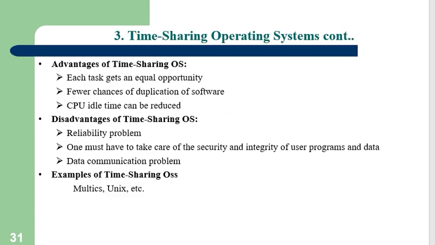Time sharing operating systems. The advantages of a time sharing OS are that each task gets an equal opportunity, there are fewer chances of duplication of software, and CPU idle time can be reduced. The disadvantages include reliability problems, one must take care of the security and integrity of user programs, and data communication problems arise. Examples of time sharing systems are Multics, Unix, etc.